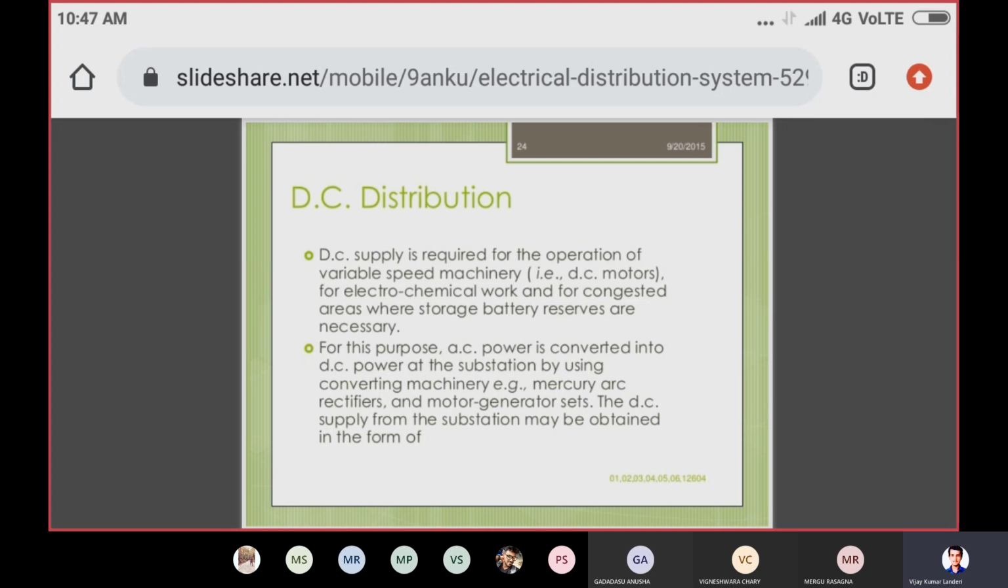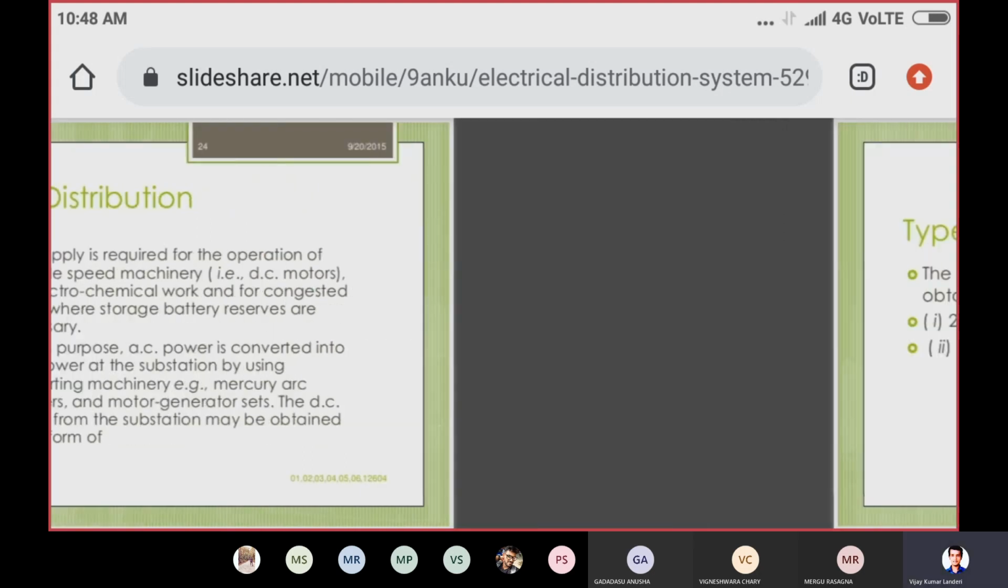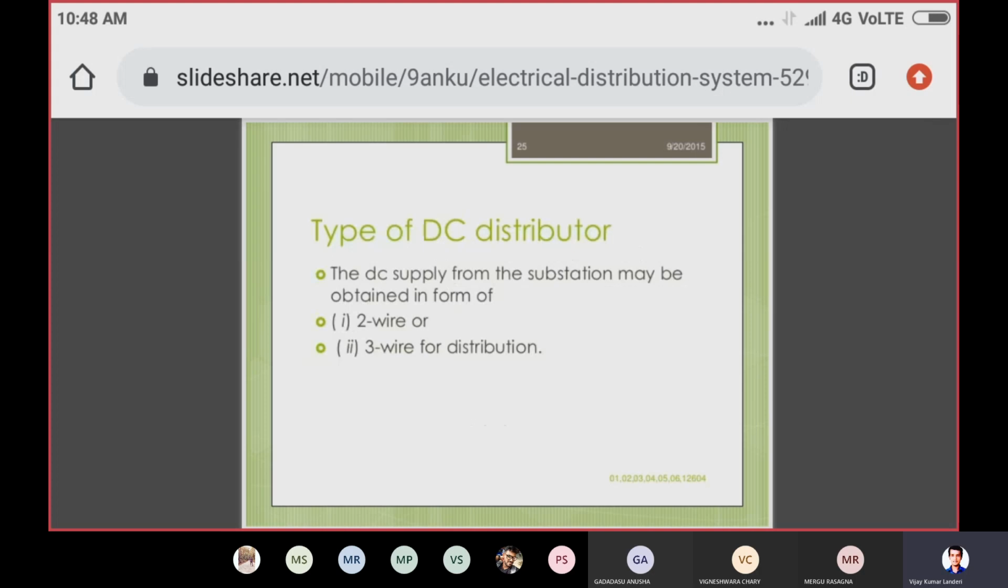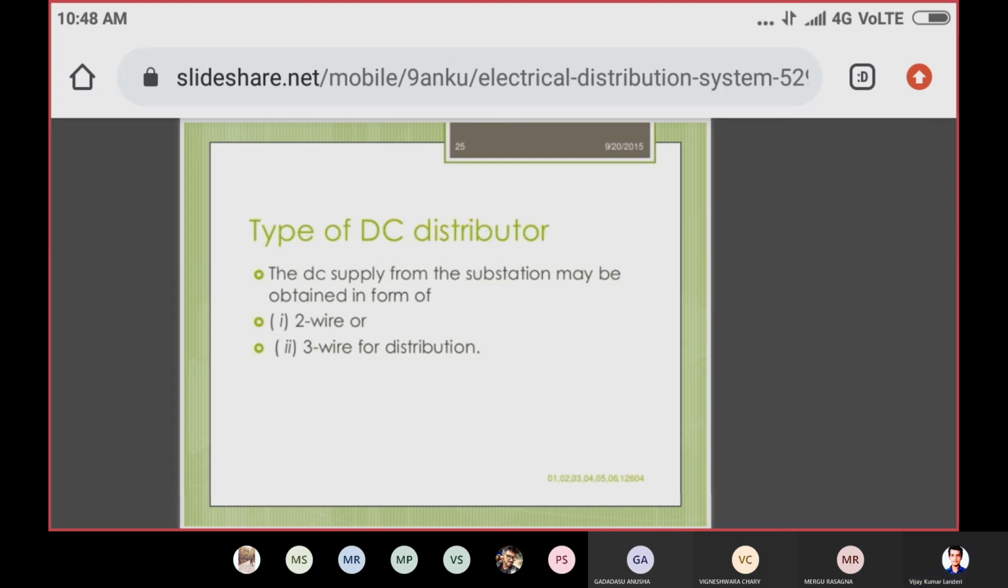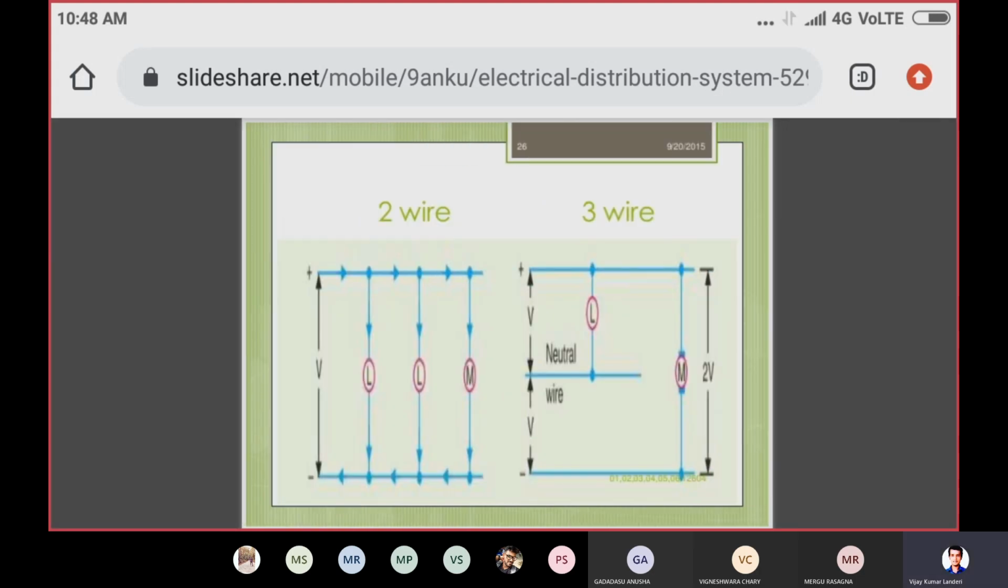So for the consumers who require DC power, in the substation itself we are converting the AC power into DC power by making use of mercury arc rectifiers and motor generator sets. The DC power from the substation may be obtained in two ways: in the form of a 2-wire or 3-wire distributor. So this is a 2-wire or 3-wire distribution system.